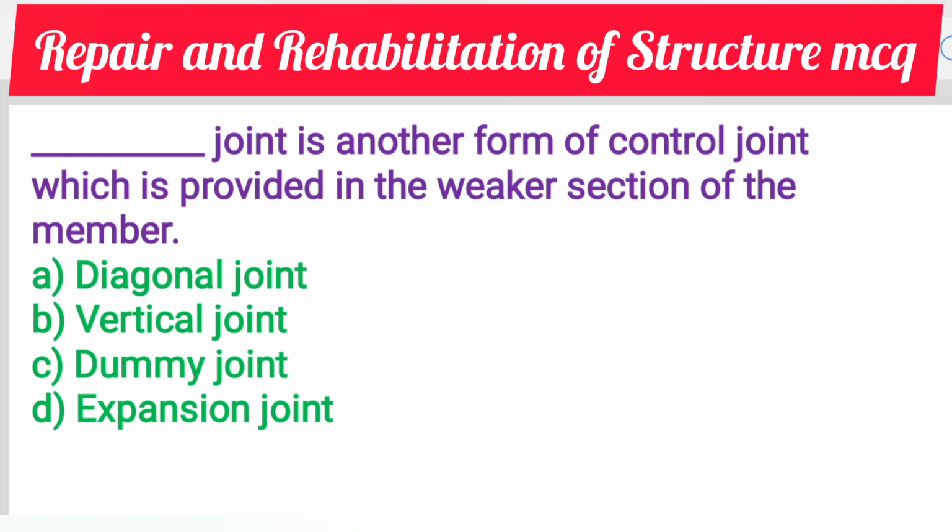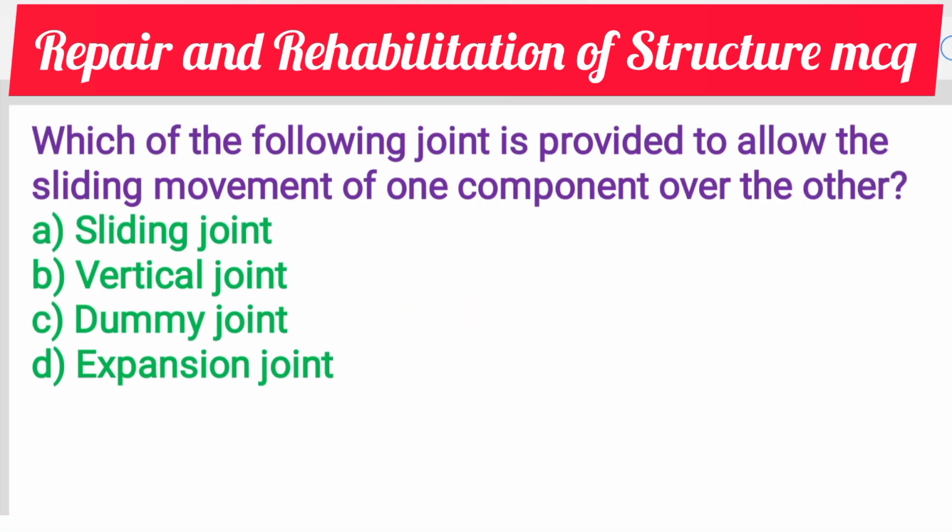Next question, dash joint is another form of control joint which is provided in the weaker section of the member. Option A diagonal joint, option B vertical joint, option C dummy joint, option D expansion joint. So the correct answer is option C dummy joint.